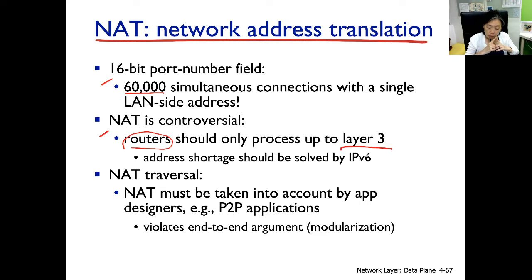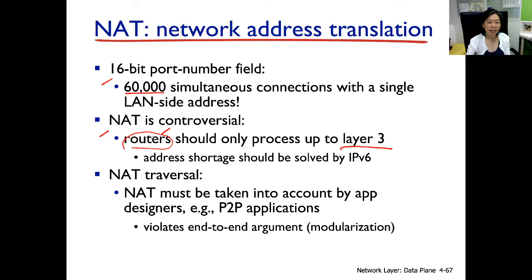But port number, if you recall in chapter 3, the transport layer, port numbers are there to differentiate different processes running on the host. It's actually a layer 4 notion. It's in the transport layer header, in the layer 4 header. So NAT as a router should not be doing that.